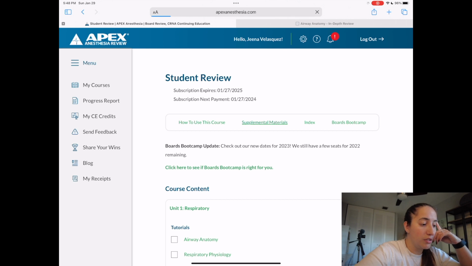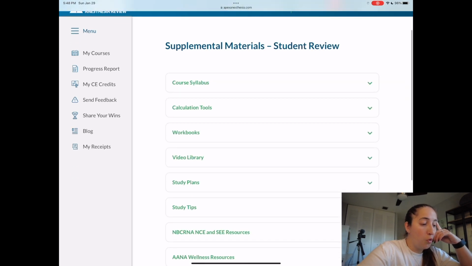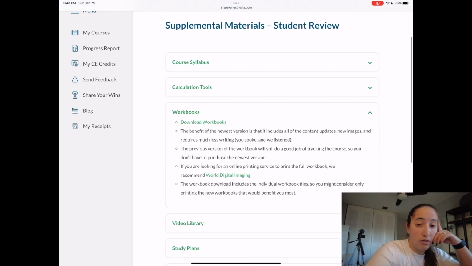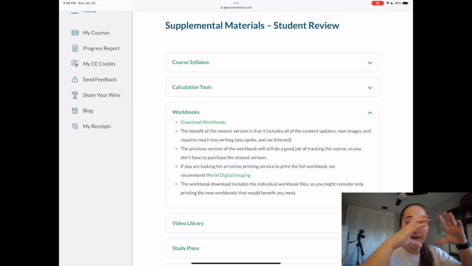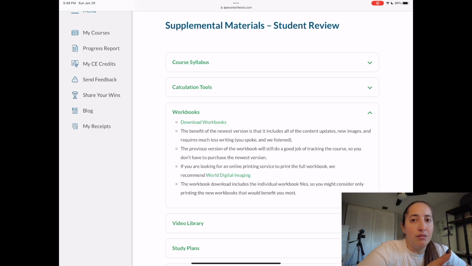So if you go to supplemental materials, you go to workbooks, you can download all of the workbooks, and each workbook is based on that particular section. Like airway anatomy has its own workbook, and it'll be 17 or 18 pages, and it's literally questions from each of those lessons that we just covered.